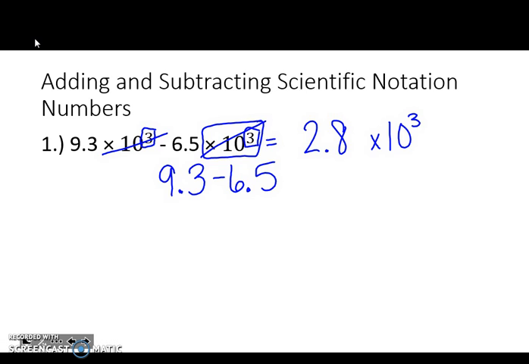Now, the one thing that you have to make sure of with your final answer is that it is correctly written in scientific notation. So remember, this leading term has to be between 1 but less than 10. So between 1 and 10 but less than that 10. So since 2.8 follows that rule, that's going to be our final answer. 2.8 times 10 to the third.